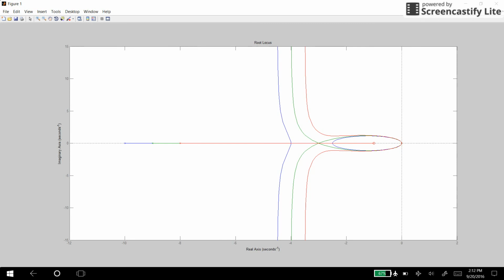Okay, so that's all for this video. I hope you have enjoyed it and have learned how to draw the root locus, and you also have understood that the location of the poles may sometimes change the behavior of the root locus quite strongly.